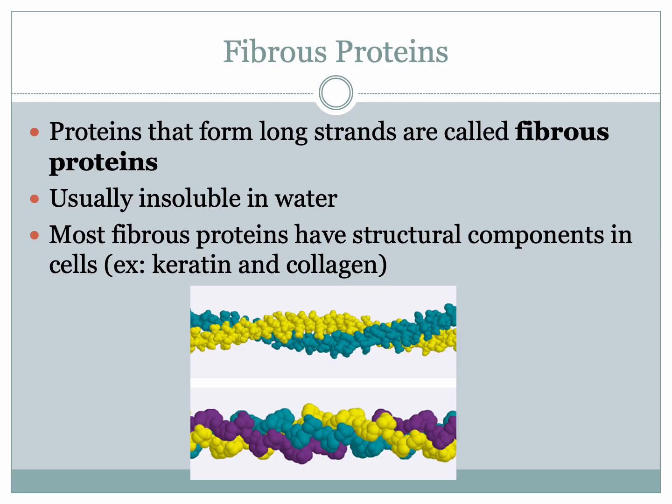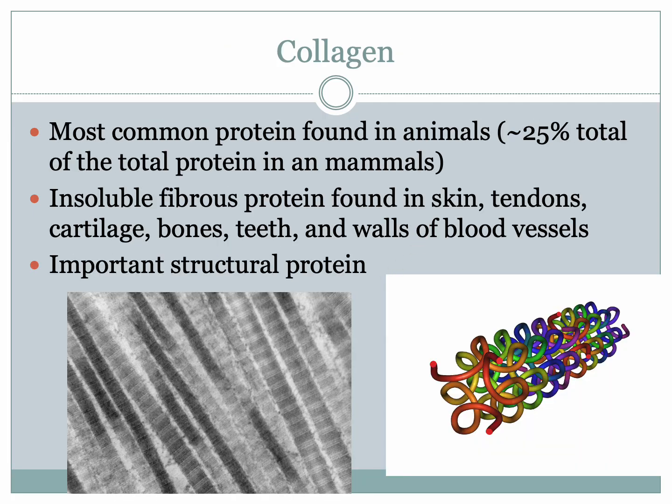Proteins that form long strands are called fibrous proteins. These are usually insoluble in water. Most fibrous proteins have structural components in the cells, such as keratin and collagen. Collagen is the most common protein found in animals. It is approximately 25% of the total protein in mammals. It is an insoluble fibrous protein found in skin, tendons, cartilage, bones, teeth, and the walls of blood vessels. It is an important structural protein.